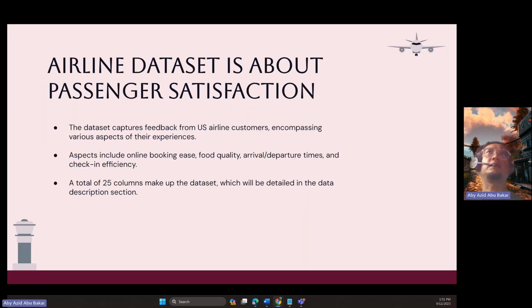So, what is the airline dataset all about? Our dataset revolves around passenger satisfaction feedback, capturing the opinion of US airline customers. It delves into various aspects of the travel experience, including online booking, food quality, check-in efficiency, and more. This dataset comprises a total of 25 columns, and we will elaborate on each of them in the forthcoming data descriptions section.